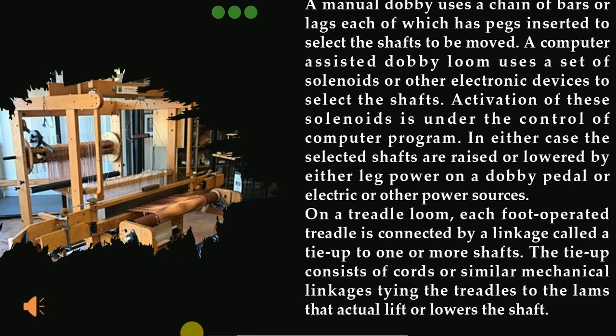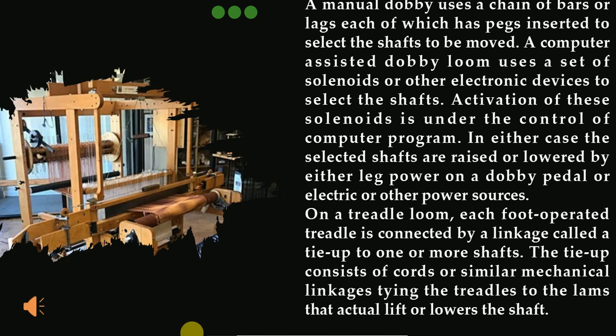A manual dobby uses a chain of bars or lags, each of which has pegs inserted to select the shaft to be moved. A computer-assisted dobby loom uses a set of solenoids or other electronic devices to select the shafts. Activation of these solenoids is under the control of a computer program. In either case, the selected shafts are raised or lowered by either leg power on a dobby pedal or electric or other power sources.